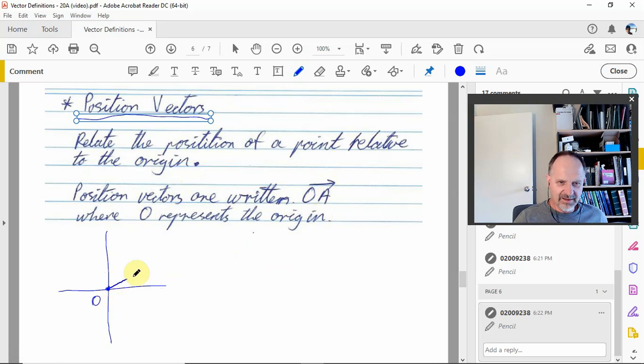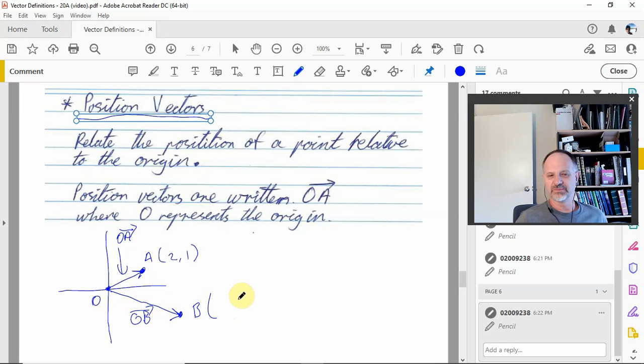And so OA might be there. And so this point here, point A, you would know its coordinates, say 2, 1, for example. And so then that vector there is vector OA. All right, so if we've got a point over here, point B, and then from the origin, that's its position, that's OB. And again, you might know its coordinates. Let's make something up. Let's say that's 5, -3. All right, so it tells you the position of point B in relation to the origin, the position of point A in relation to the origin.